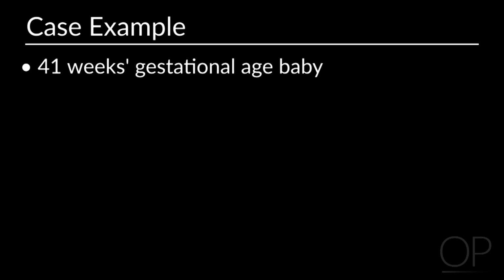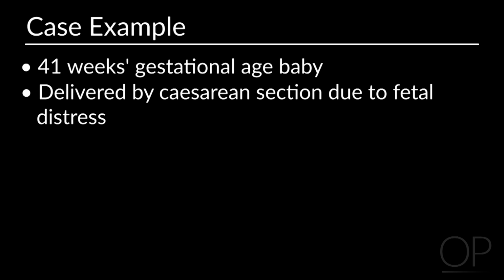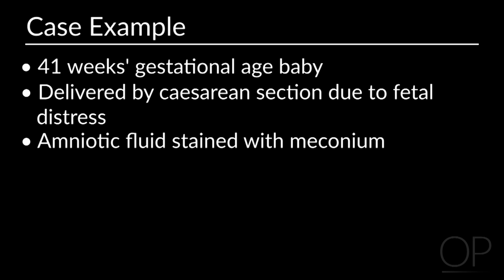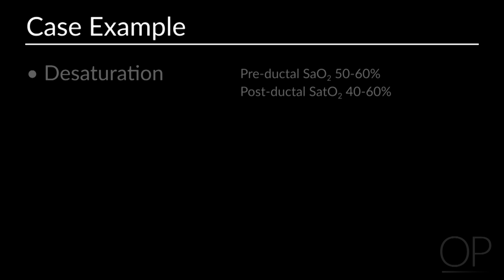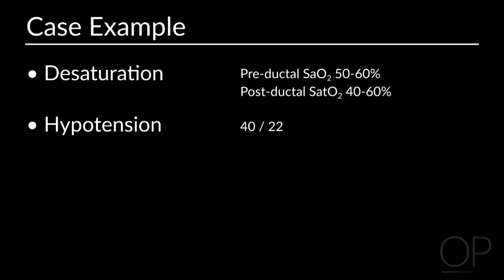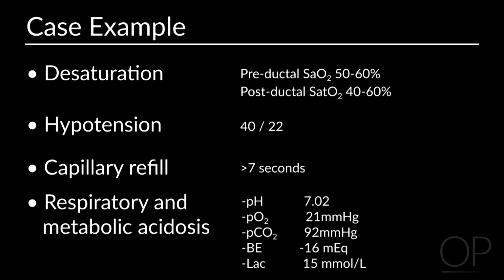If we put everything into practice, we can go through a real case. We have a 41 weeks gestational age baby who was delivered by cesarean section because of acute fetal distress during labor. The amniotic fluid was stained with meconium, and the baby was resuscitated at birth. On ICU admission, she was extremely desaturated with hypotension, a capillary refill of more than 7 seconds, and a severe respiratory and metabolic acidosis.